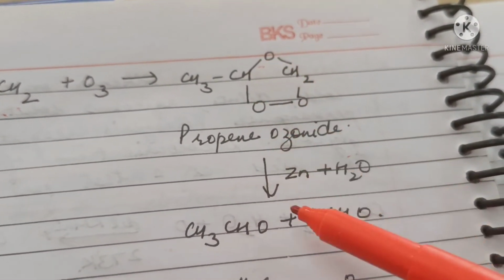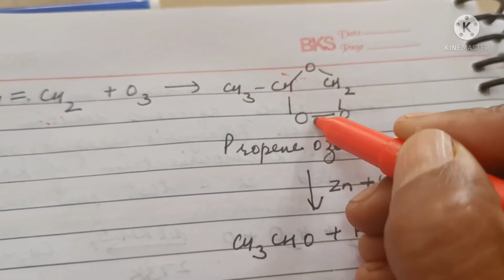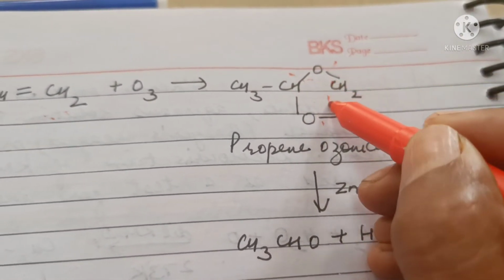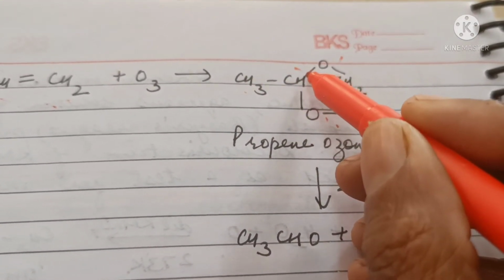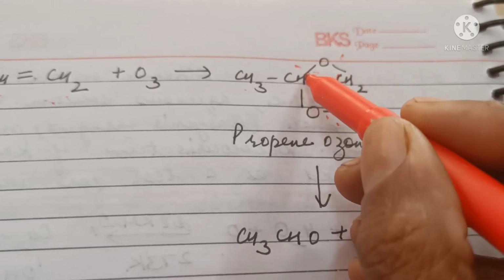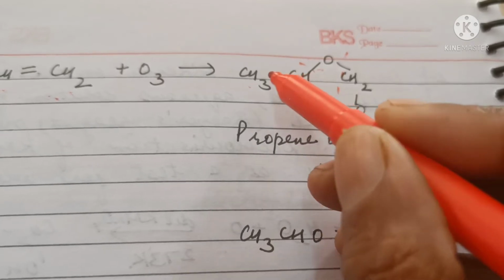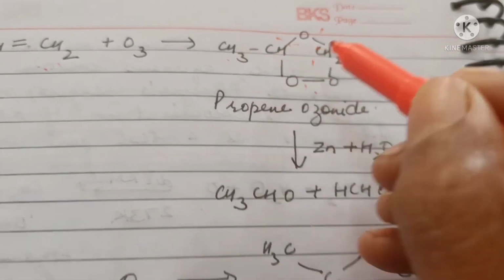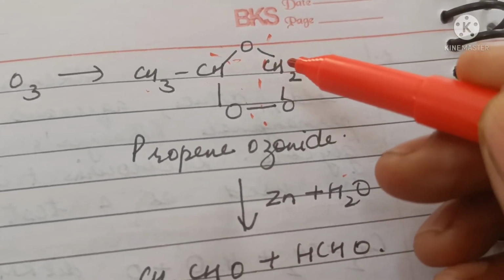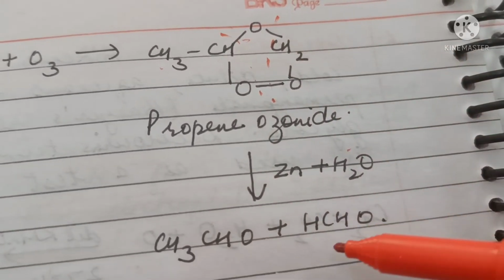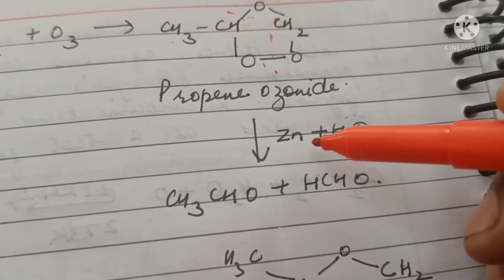When this ozonide is heated with zinc and water, homolysis occurs of these two bonds. Similarly, these two bonds. So one of the product is CH3, CH. When the bond breaks into two parts, one electron from here and one electron from here will form a double bond here. So the product will be CH3, CH double bond O, that is CH3, CHO. And this product will be HCH double bond O. So this is formaldehyde. And this oxygen will be taken away by zinc.